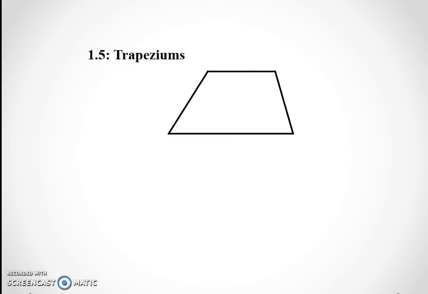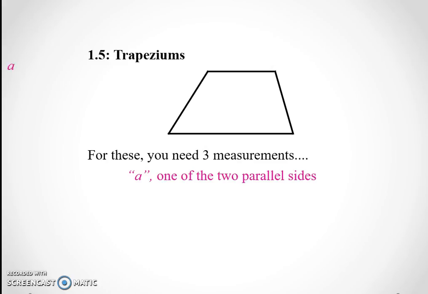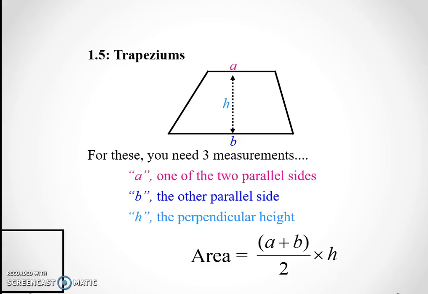Trapeziums. So we need 3 measurements. A is one of the 2 parallel sides. B is the other parallel side. H is the perpendicular height between them. So area is going to be A plus B over 2 times H.